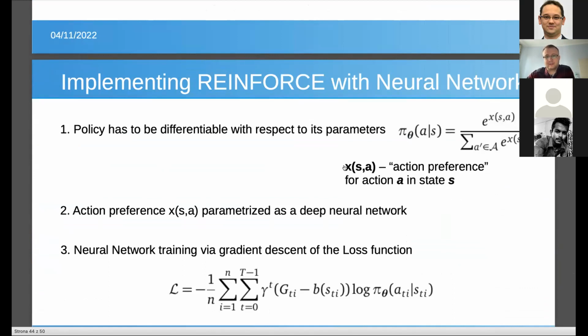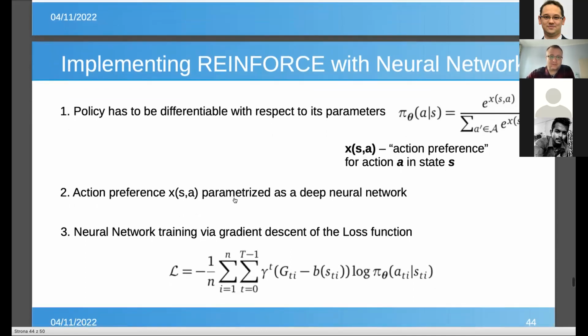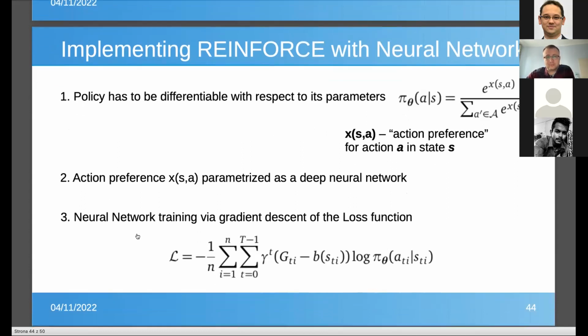And we define function x of S, A, which is called action preference. So take action A in given state S. And this function x is the parameterized deep neural network. And this neural network is, of course, trained through minimizing the loss function. And there is one additional trick, which is subtracting something which is called baseline. And the baseline basically is the mean value of the total return along the given trajectory. This trick makes training more stable.